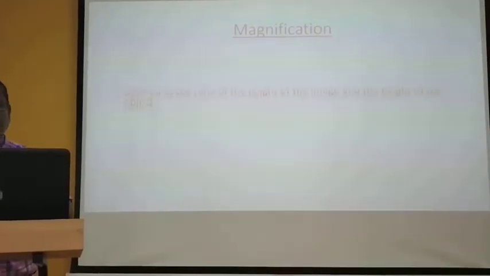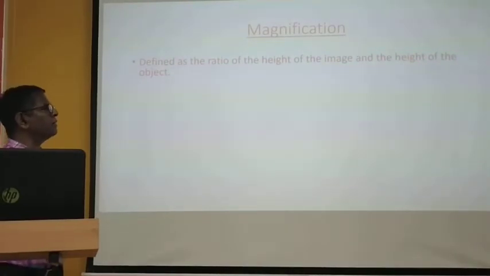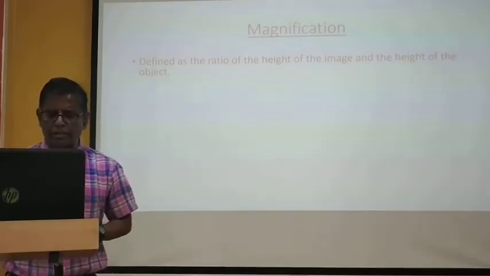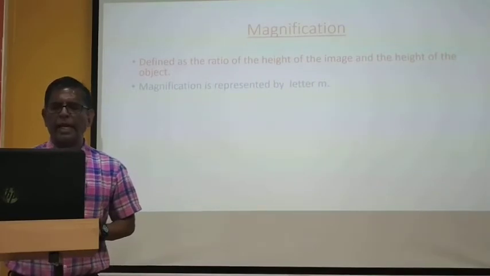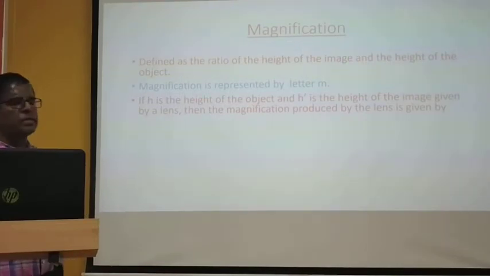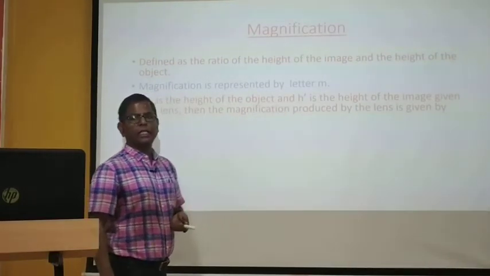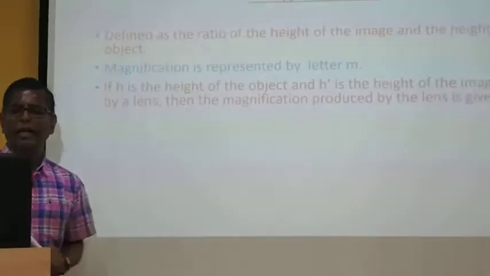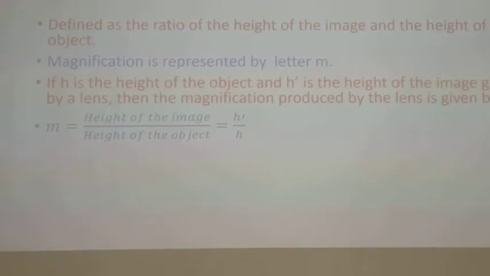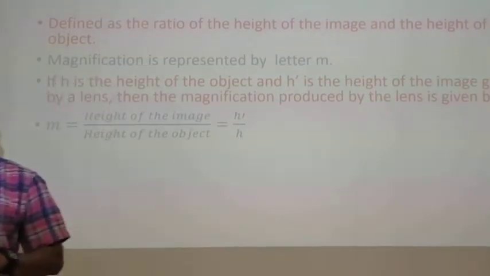Now the next formula is for the magnification. If you recollect, in case of a mirror also, we defined magnification as the ratio of height of the image divided by the height of the object. Again, this is denoted by a symbol m. The height of the image we denote by h prime, and the height of the object we denote by the symbol h. So the formula is m is equal to h prime divided by h.